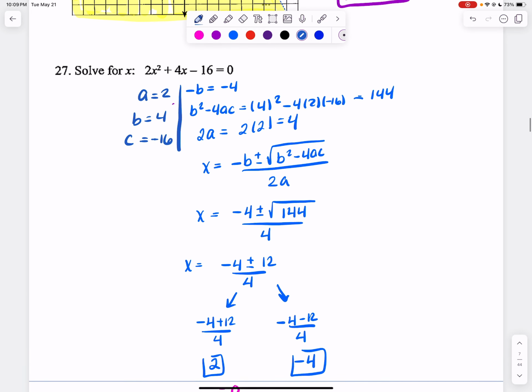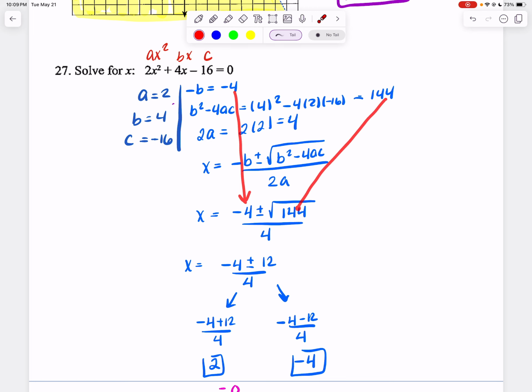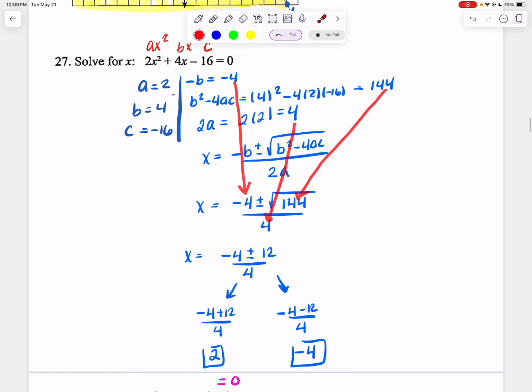Now, I like to do quadratic formula where I basically find out what negative b is, b squared minus 4ac, and 2a is. So I evaluate those separately. So when I do negative b, I get negative 4. When I do b squared minus 4ac, I get 144. And when I do 2a, I get 4. I then don't re-plug in. I just substitute those values in. So I get negative 4 plus or minus the square root of 144 all over 4.